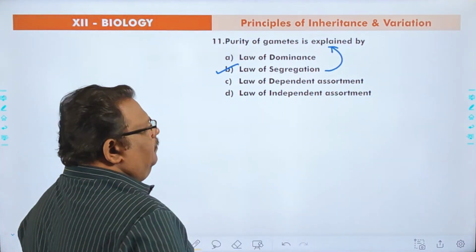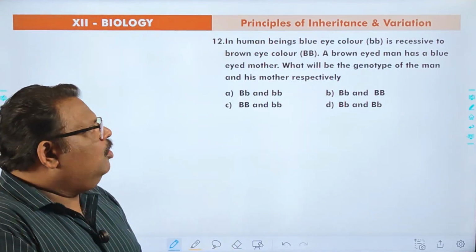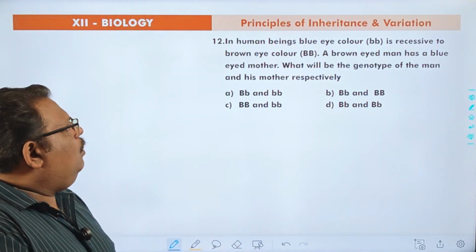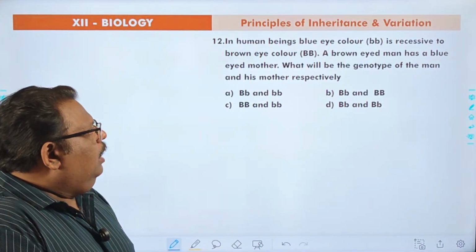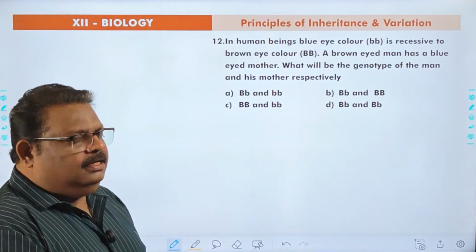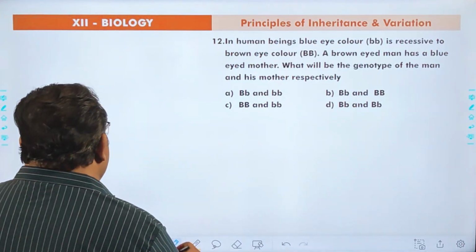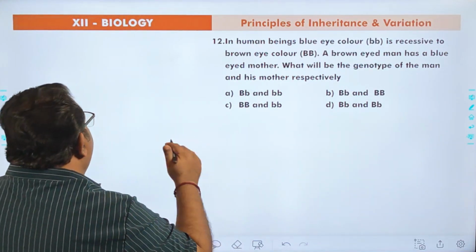So answer is B. In human beings, blue eye color, small b, is recessive to brown eye color, capital B. A brown-eyed man has a blue-eyed mother. What will be the genotype of the man and his mother respectively? So we can derive this by using a pedigree.